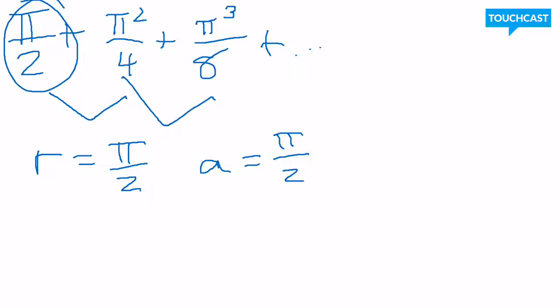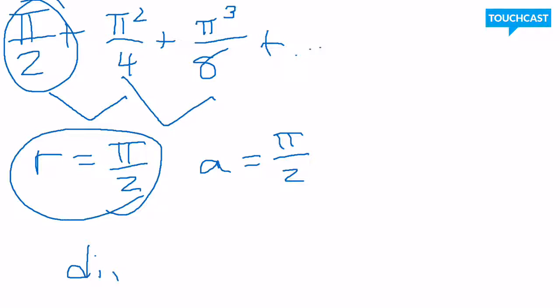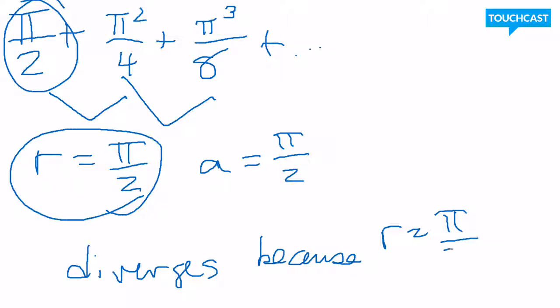So the question here is, does this series converge? And my answer is no, this series would diverge because it is a geometric series. R is pi over 2, and pi over 2 is not in between -1 and 1. I would say this series diverges because r, which is pi over 2, is bigger than 1.